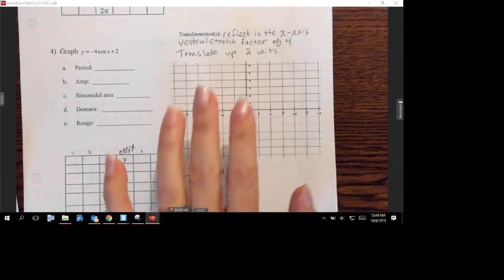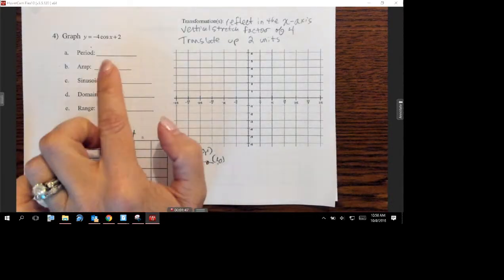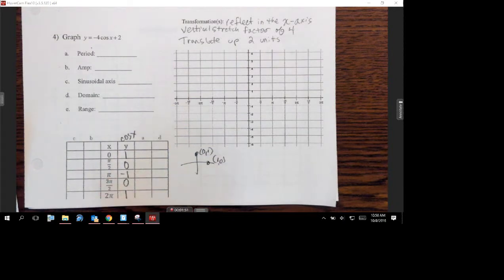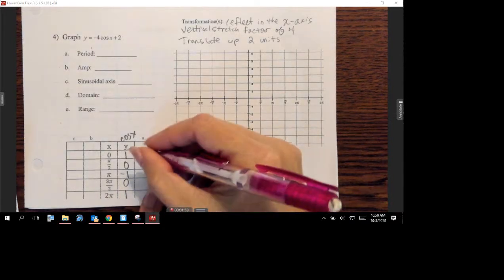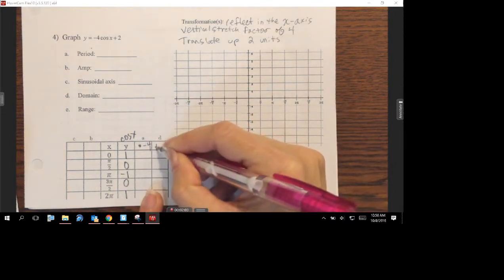So now I take this information and I go to my table. In my table, anything done to the y value goes on the y side. Anything vertical goes on the y side. So since I have a negative 4, it's a vertical stretch and a reflect in the x-axis. That's going to go on the y side. Multiply by negative 4. And then add 2 is also vertical.